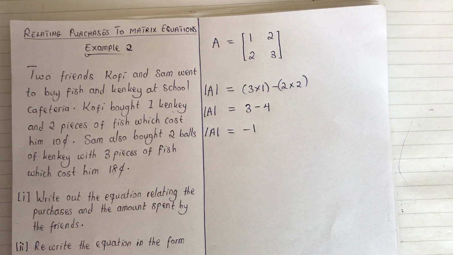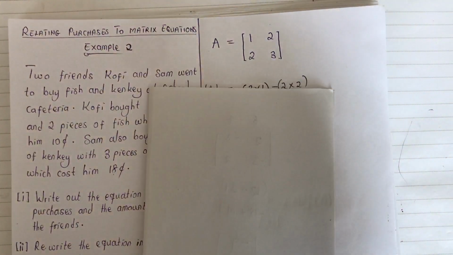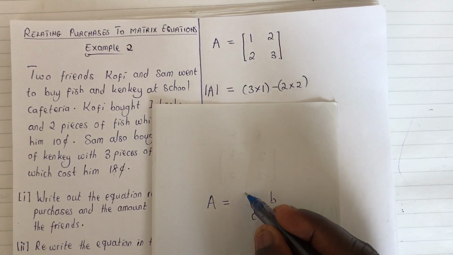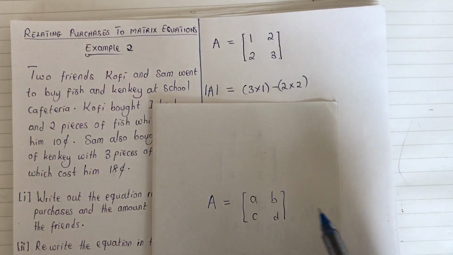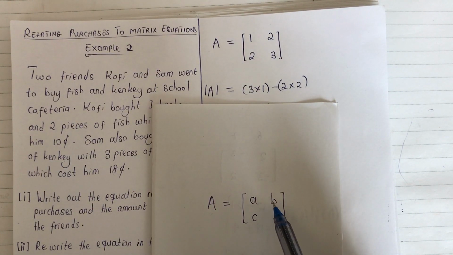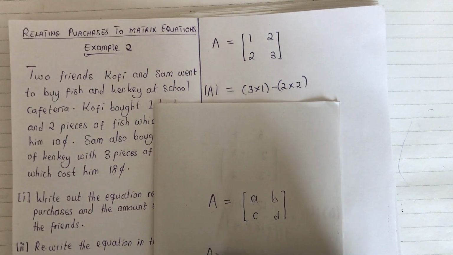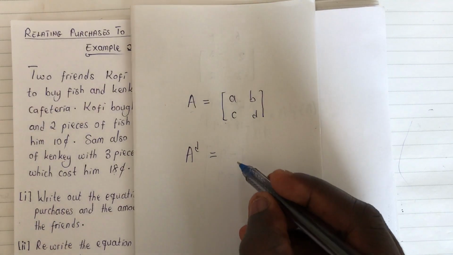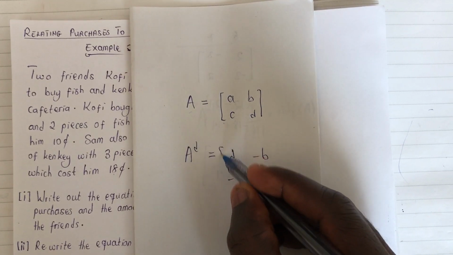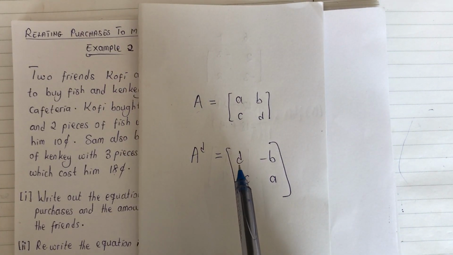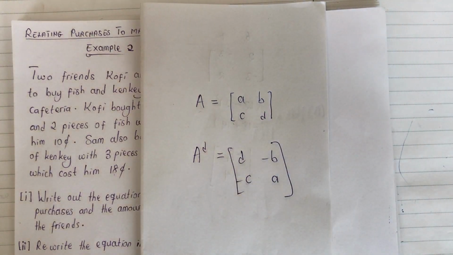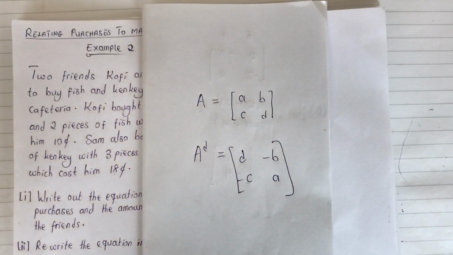Now the next thing is to find the adjoint of A. Note that if I have a matrix A giving me A, B, C, D, this is very simple. For the adjoint of this matrix, interchange A and D, negate B and C. So adjoint of A is giving us D, negative C, negative B, A. So that is what I have here. Now I negated B and C, and then I interchanged the position of A and D. So that is how we find the adjoint of a 2 by 2 matrix.